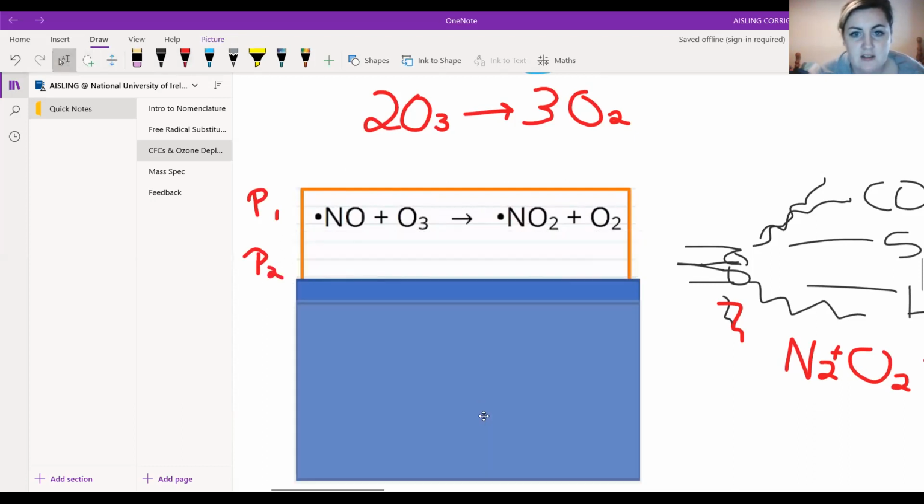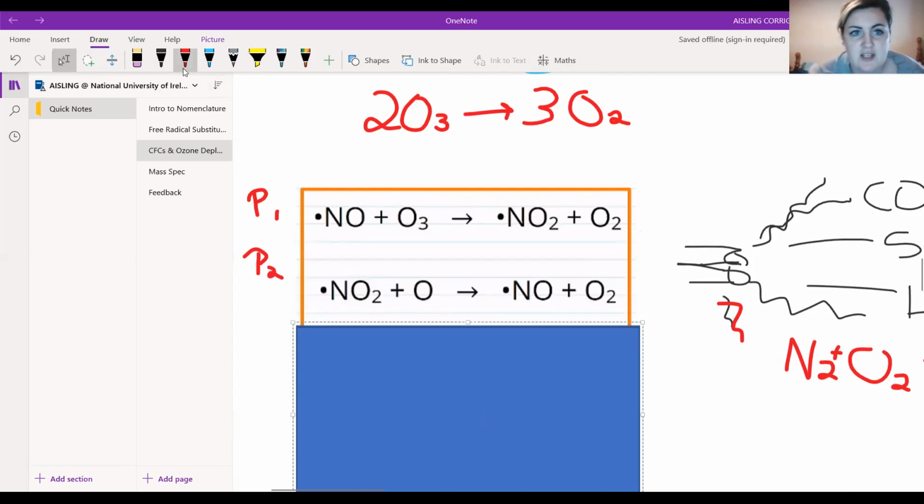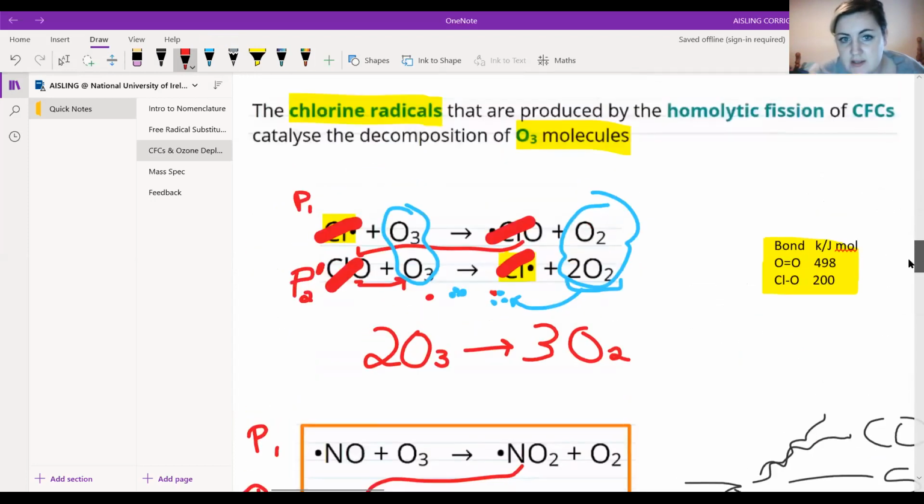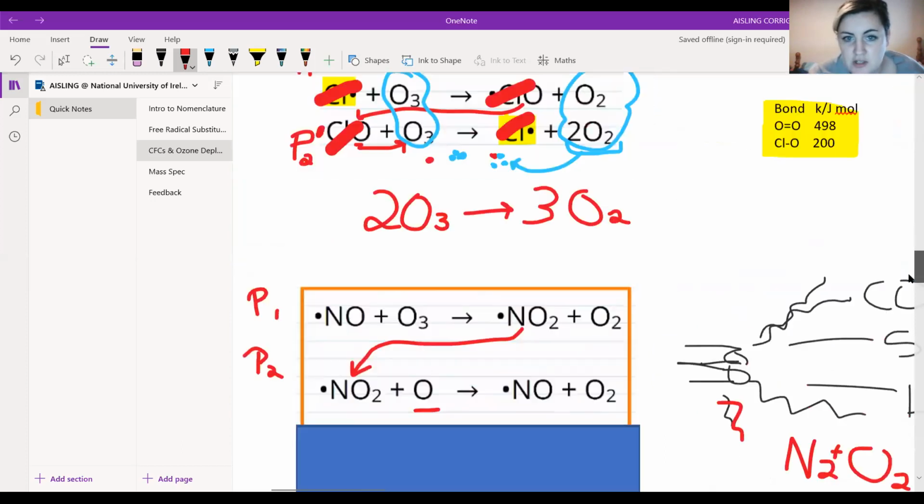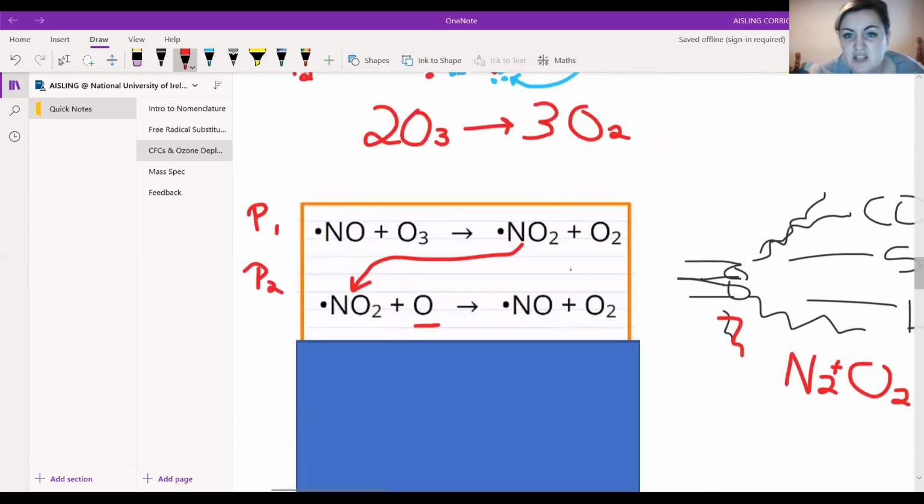Right, this is going to pop down here. It's going to react now. I have to note a difference here. The only difference is in this propagation 2 step, the radical reacts with another ozone. In the bottom one here, apologies, this radical is going to react with just an oxygen in the air.